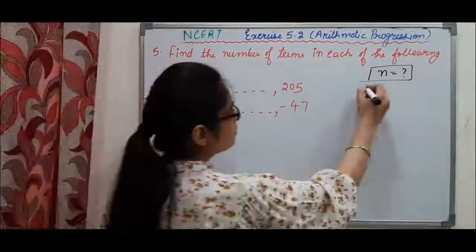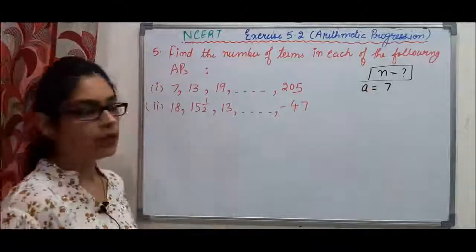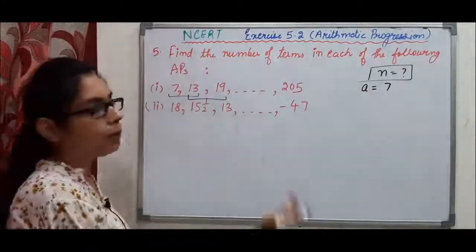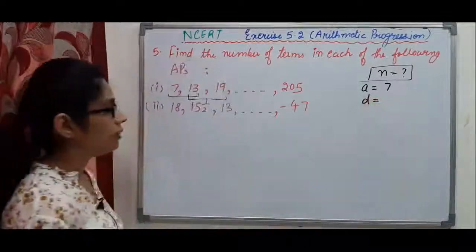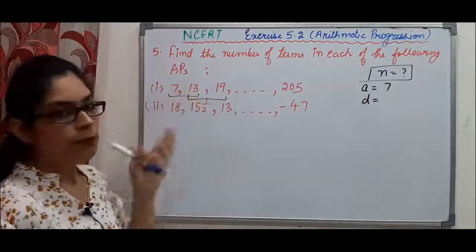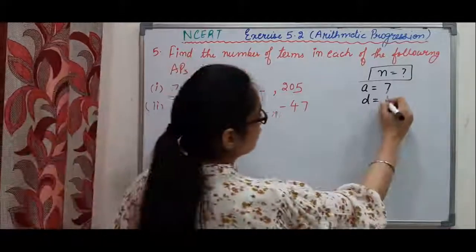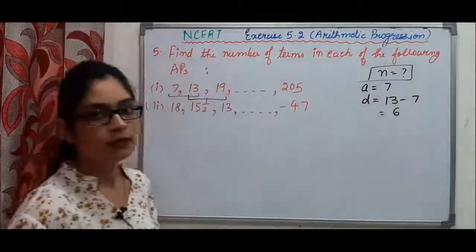First term we can see here, a is equal to 7. Common difference also we can find. Any two terms you can select, and successive term minus the previous term. So you can find the common difference by subtracting 7 from 13 or 13 from 19, like 19 minus 13 or 13 minus 7, both you can do. In both you will get the value of d as 6.